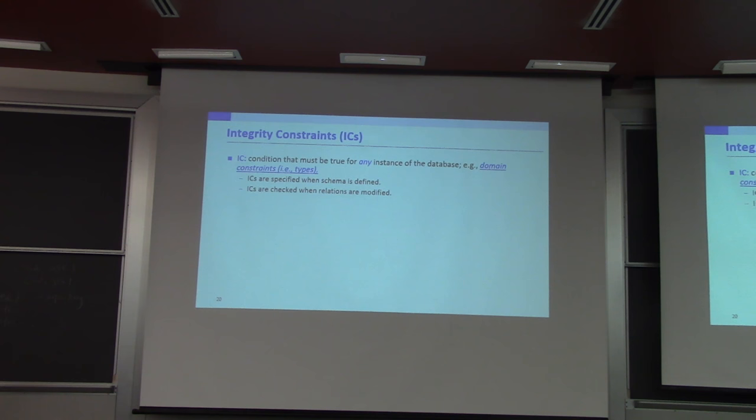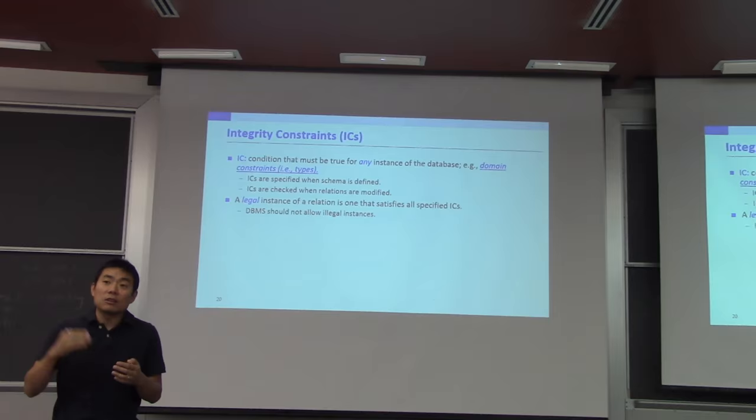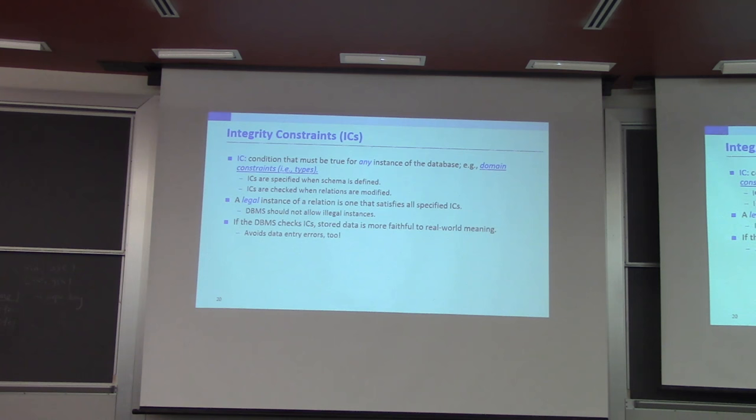And foreign key is another form of integrity constraint, right? An instance that satisfies all integrity constraints is what we call a legal instance. And the database system should only allow legal instances and should reject illegal instances.